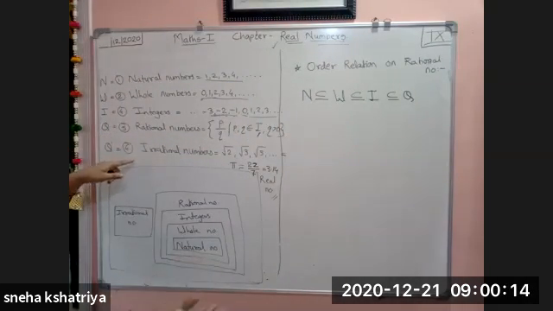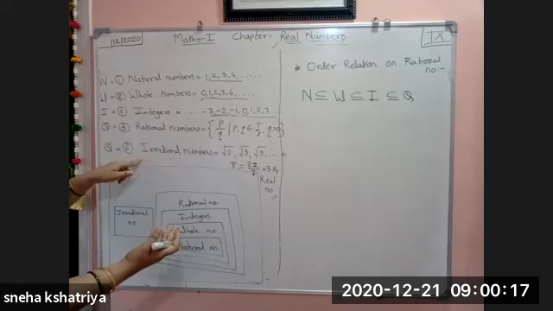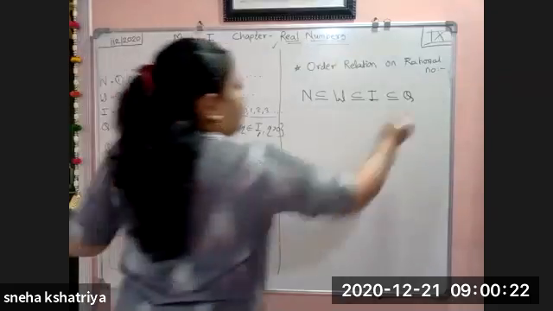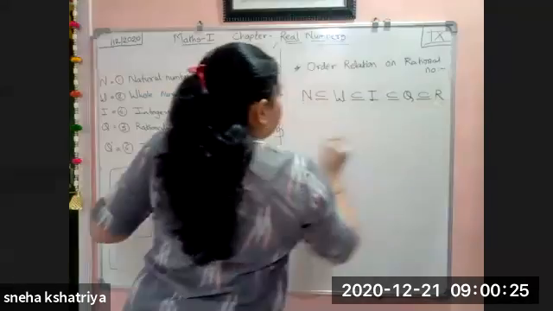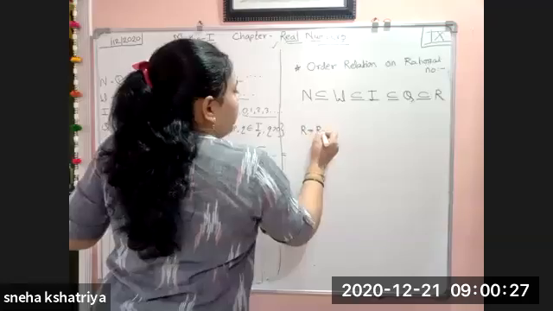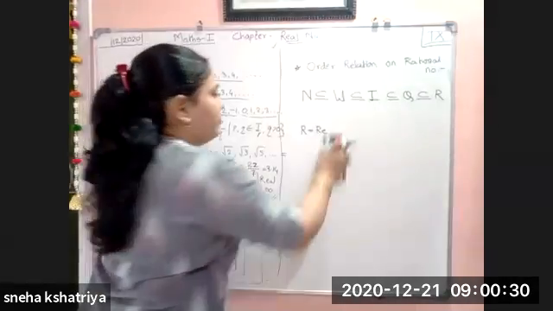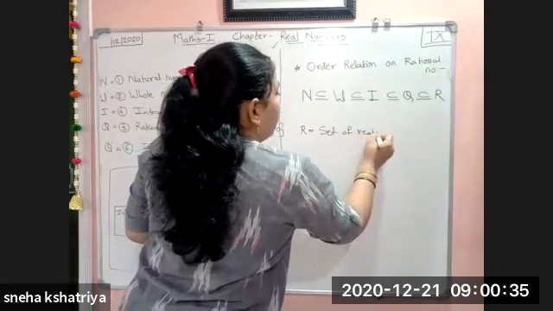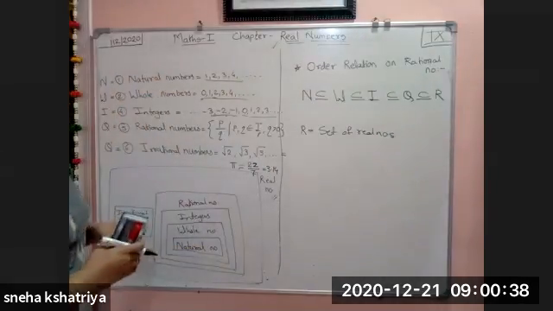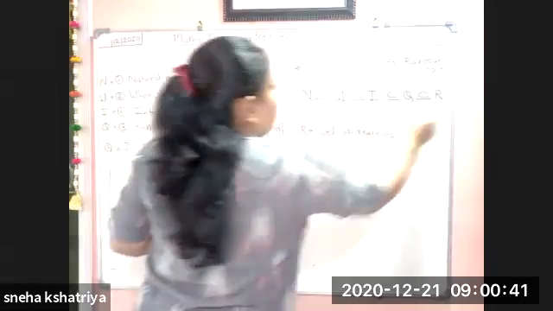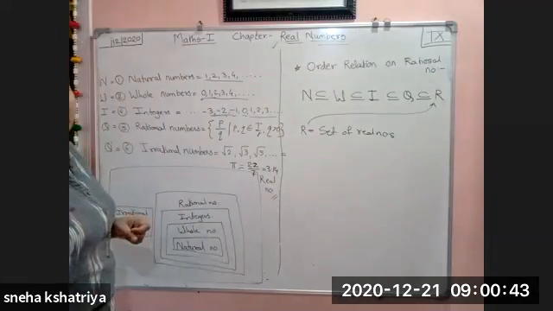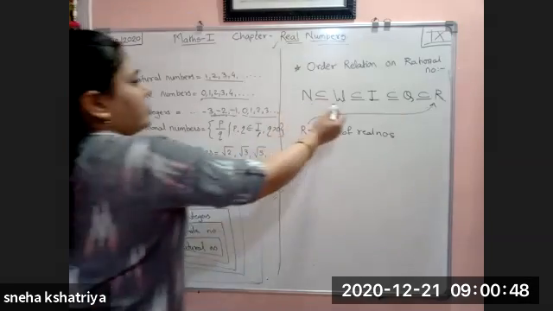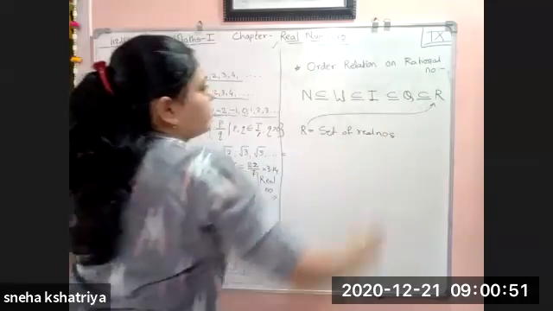Okay, and irrational number is different. We don't have to learn about this right now, so we are not taking the irrational numbers, but it is directly a subset of real numbers. Real numbers is denoted by R, R is equal to the set of real numbers. So real numbers is here. It is the biggest set of all numbers. N subset of W, subset of I, subset of Q, subset of R.